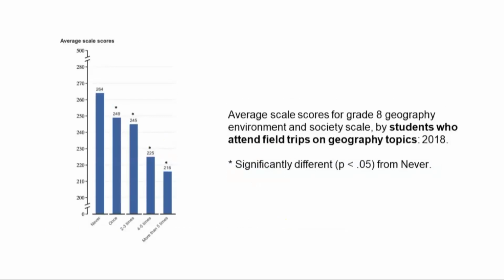This example compares scores on the basis of how many geography field trips students attended during the school year. Similar to the previous report, we see significant declines in achievement with greater frequency of attending field trips. So what explains all this? Well, as Grady mentioned earlier, we need to interpret these data reports with caution and not jump to conclusions. All these analyses I just presented do not support claims about causality.